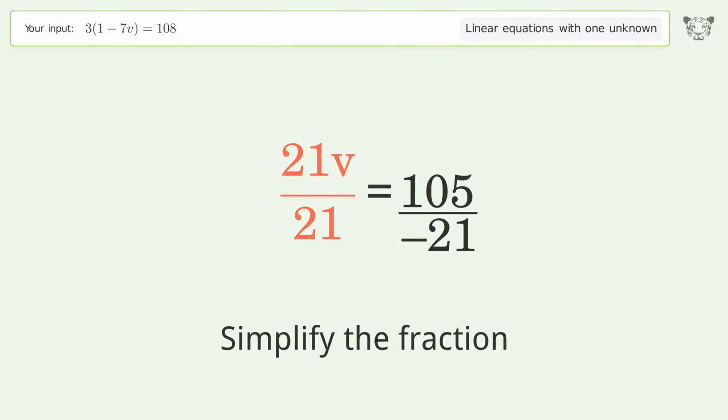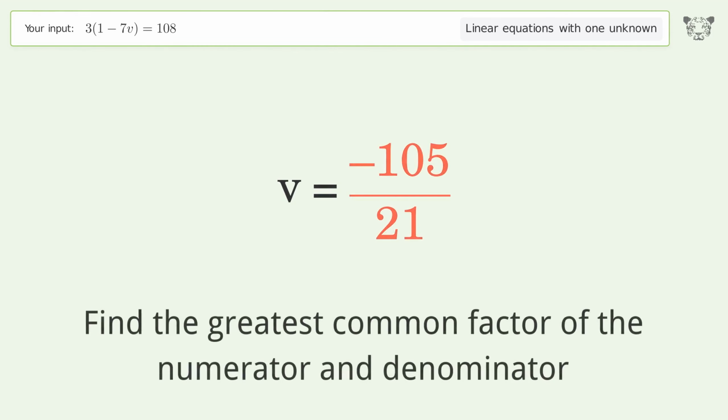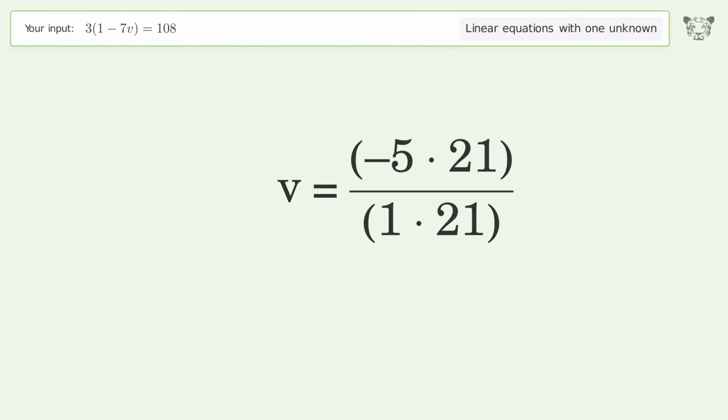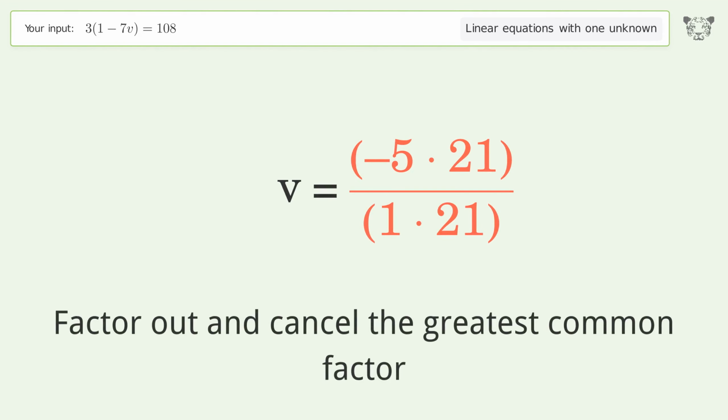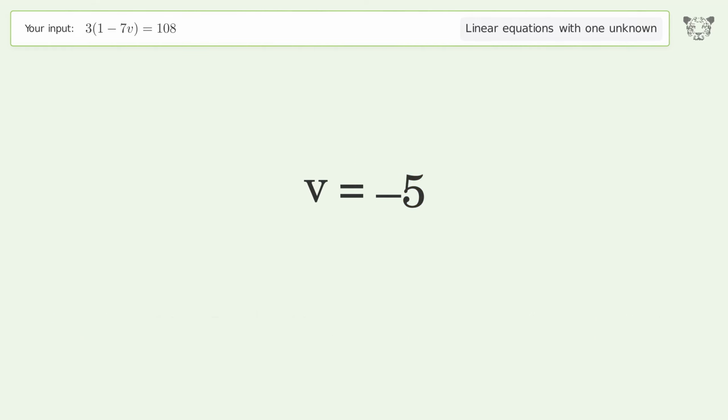Simplify the fraction. Move the negative sign from the denominator to the numerator. Find the greatest common factor of the numerator and denominator. Factor out and cancel the greatest common factor. And so the final result is v equals -5.